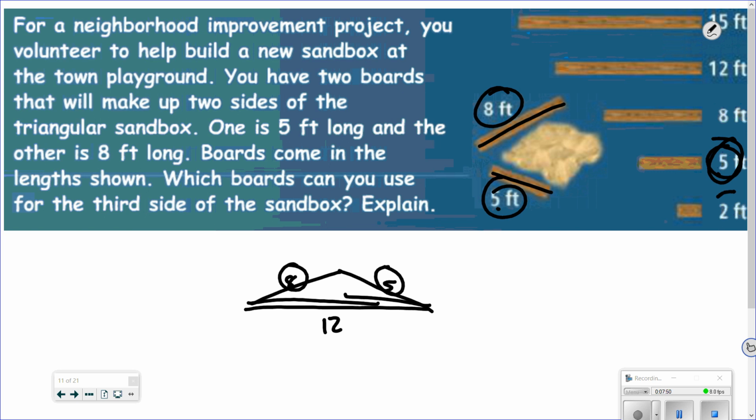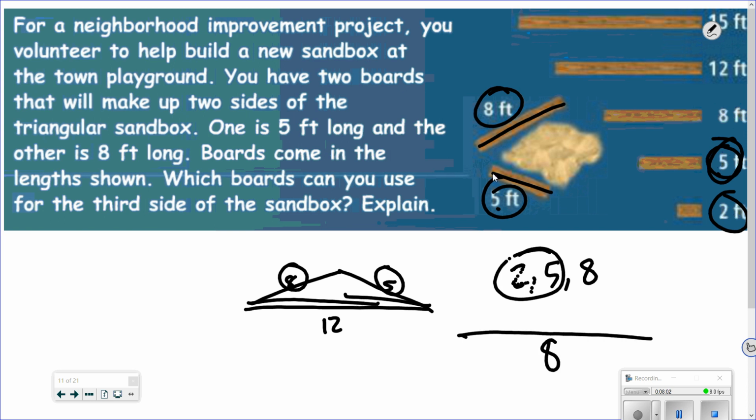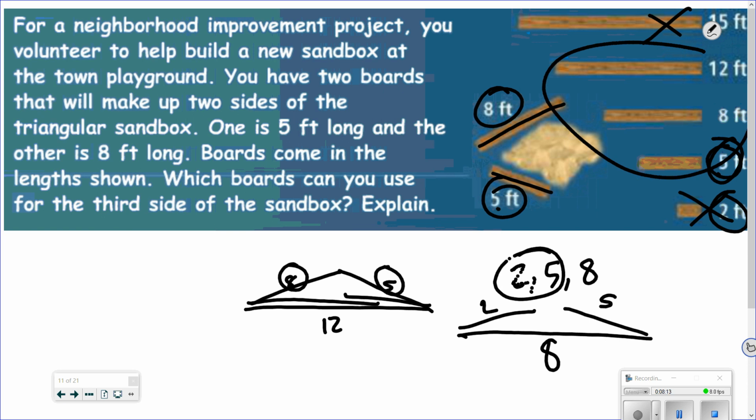If I try this last one too, now my sides would be 2, 5, and 8. Well, if I add up the two shorter sides, 2 and 5, it doesn't add up to be longer than 8, right? This is 8, the 2, and the 5. They'd be too short. They would never meet. So the answer is, that one doesn't work, that one doesn't work. Any one of the middle three would work.